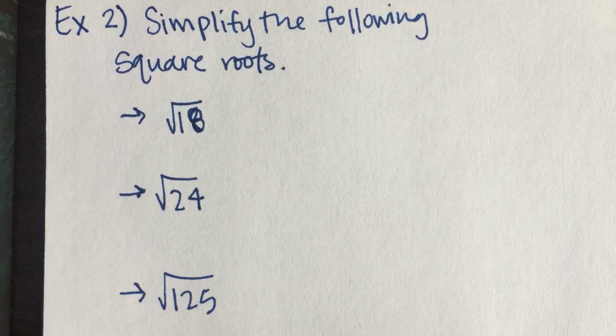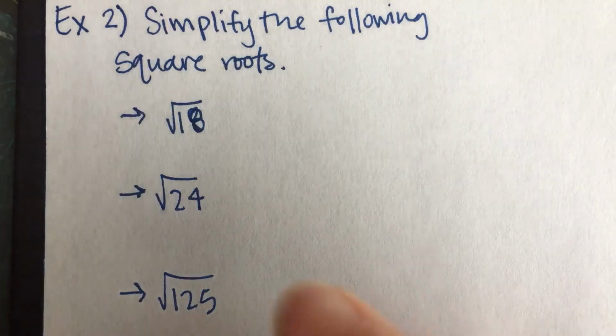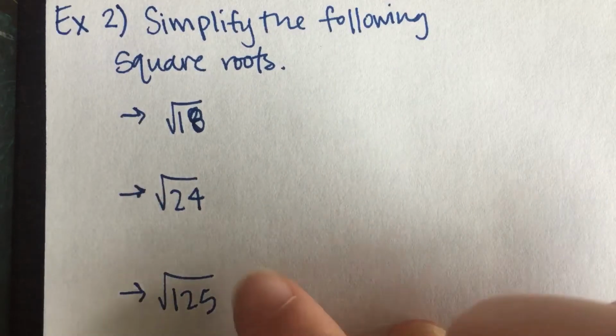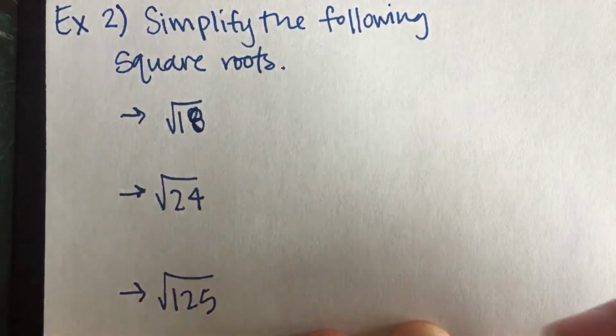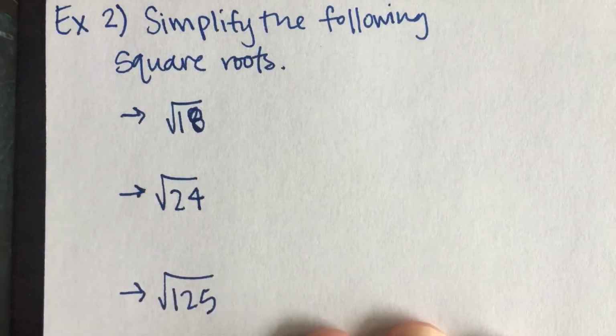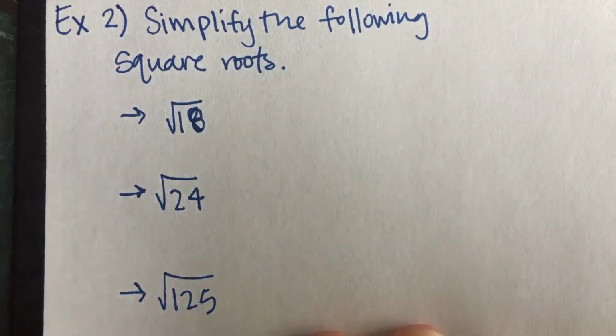For this one, it gets a little bit trickier. We still want to use this idea that we are going to look for common squares, but these are not perfect square roots. Like we could not perfectly take the square root. So we're going to have to split this up into multiplication.